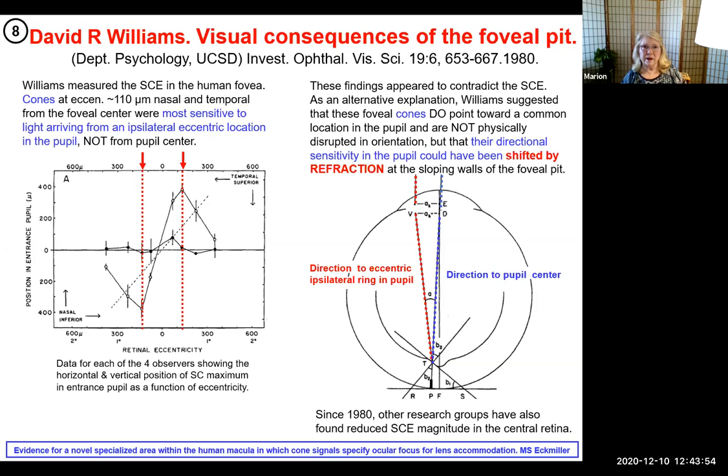However, he suggested that these foveal cones do point correctly towards where they're getting the light, but that their light has been shifted in the pupil, because the light coming into the eye has been shifted by light refraction at the sloping walls of the foveal pit. So I was intrigued by that finding and have been trying to understand it. Since that publication, other research groups have also found reduced Stiles-Crawford effect in the central retina.